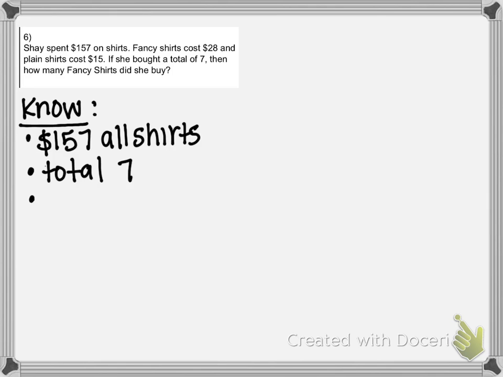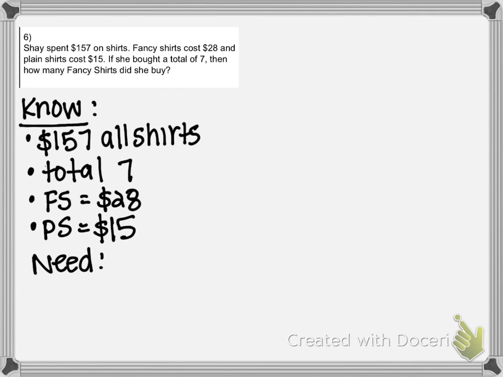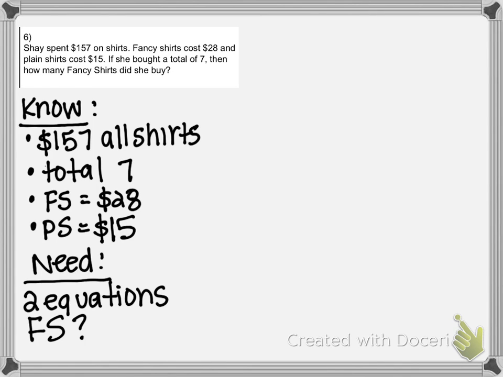So that's going to be a big deal when we write our equations. The other thing we know is that fancy shirts are going to cost $28. And plain shirts are going to cost $15. So they want us to find the fancy shirts. So what do we need? Well, we need 2 equations. And then from those equations, we need to find out how many fancy shirts did she buy. That's what we're looking for.